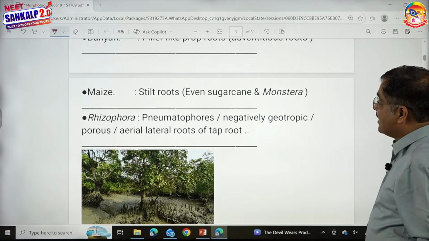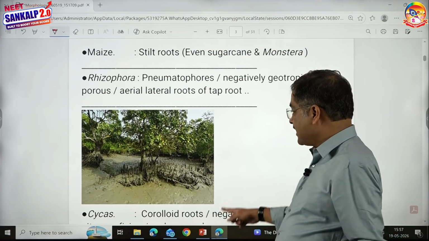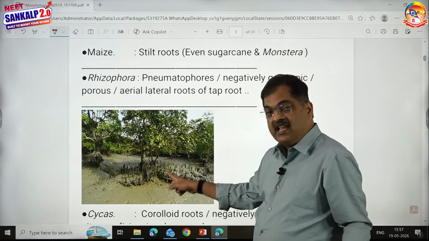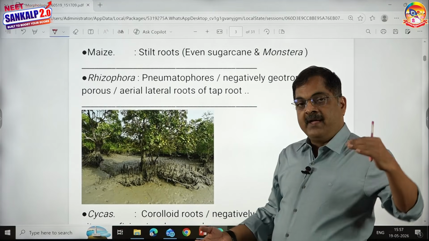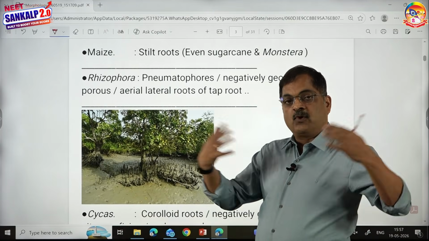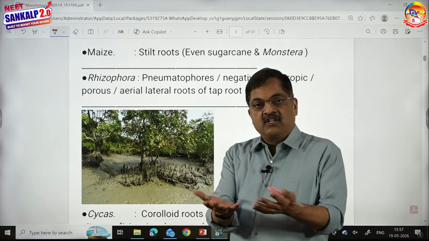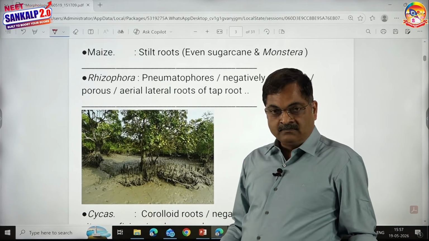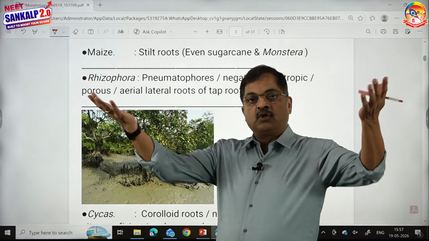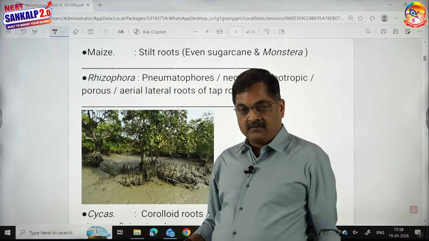Sugarcane. Rhizophora. Look here, this is the photograph of a plant which contains respiratory roots. You could see some of the lateral roots are growing negatively geotropic, bearing many pores on them, responsible for intake of oxygen. Why should they be there? When the soil is waterlogged, oxygen cannot reach the root system. So some of the roots are negatively geotropic and bear many pores on them such that they can breathe.